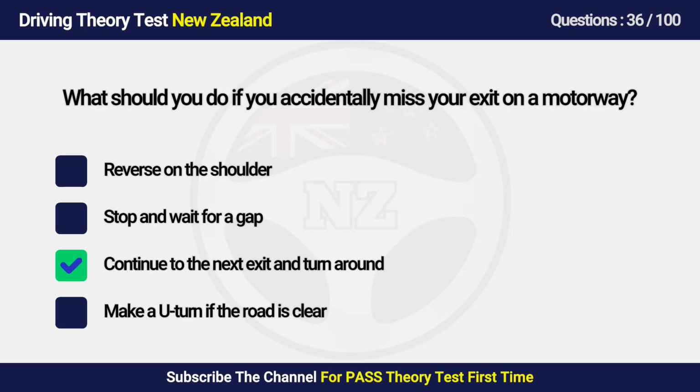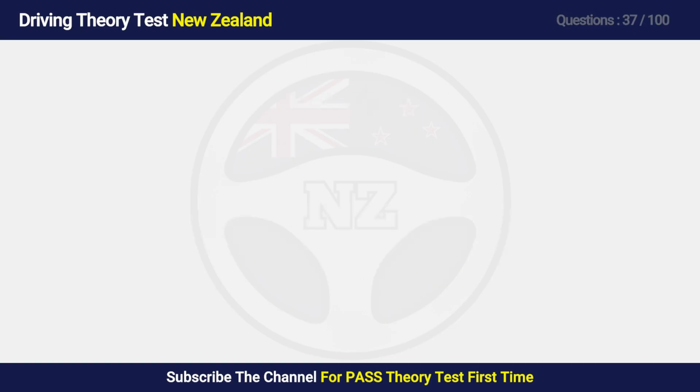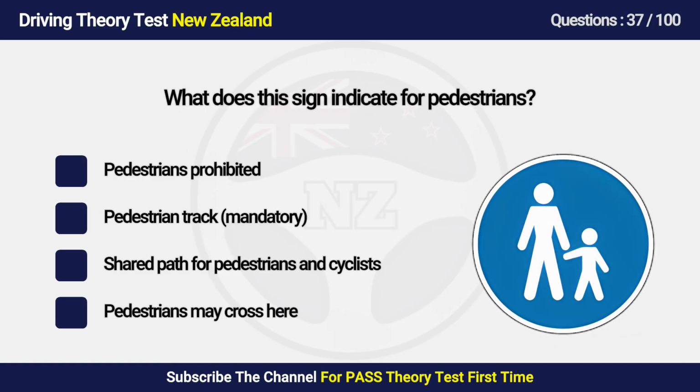Answer is C. Continue to the next exit and turn around. It is illegal and extremely dangerous to reverse or stop on a motorway. Always proceed to the next exit and find a safe way to turn around. Question 37. What does this sign indicate for pedestrians? A. Pedestrians prohibited. B. Pedestrian track mandatory. C. Shared path for pedestrians and cyclists. D. Pedestrians may cross here.